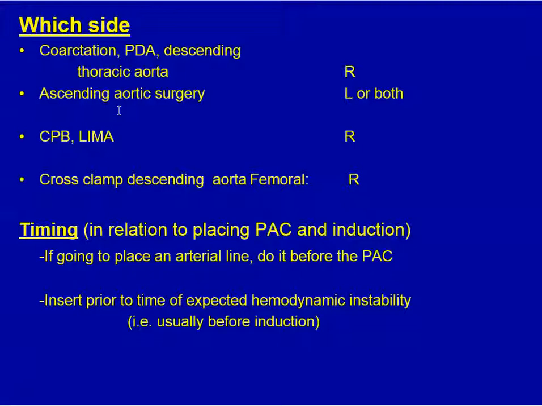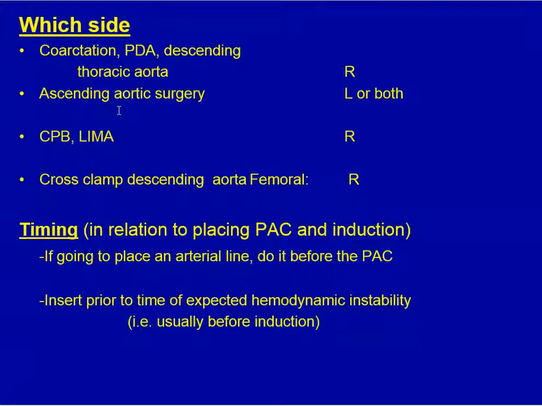As far as timing, in regards to placement of a PA catheter, if you plan to place both an arterial line and a pulmonary artery catheter, I recommend that you place the arterial line first so you have it to help detect and manage any complications that might develop during central vascular access. As far as relation to induction, I personally favor placing it prior to induction, since time of induction is the time of hemodynamic instability, and furthermore, it's available once the operation begins.